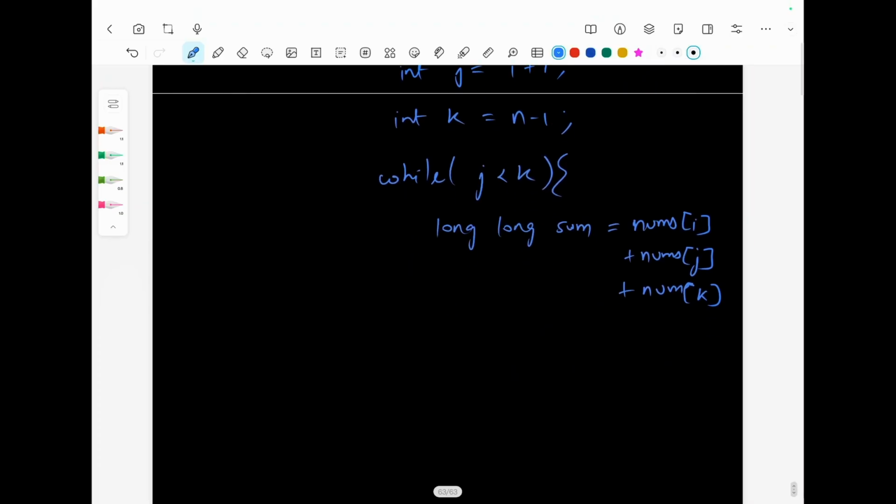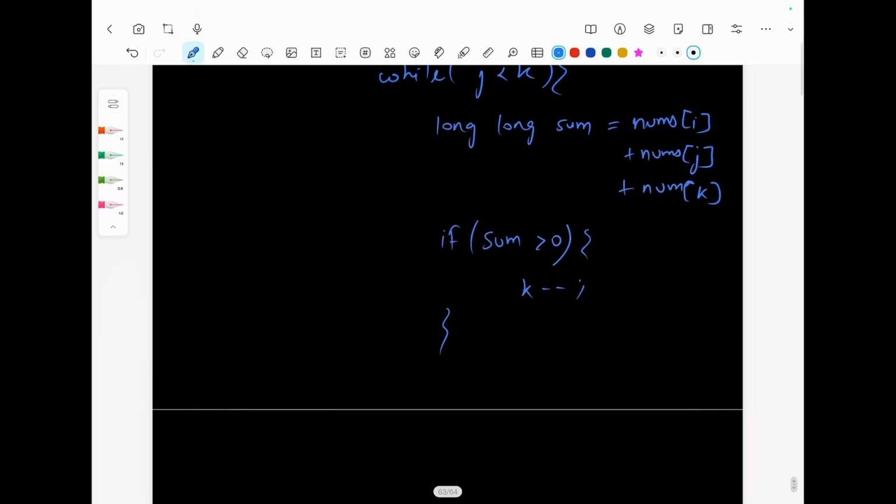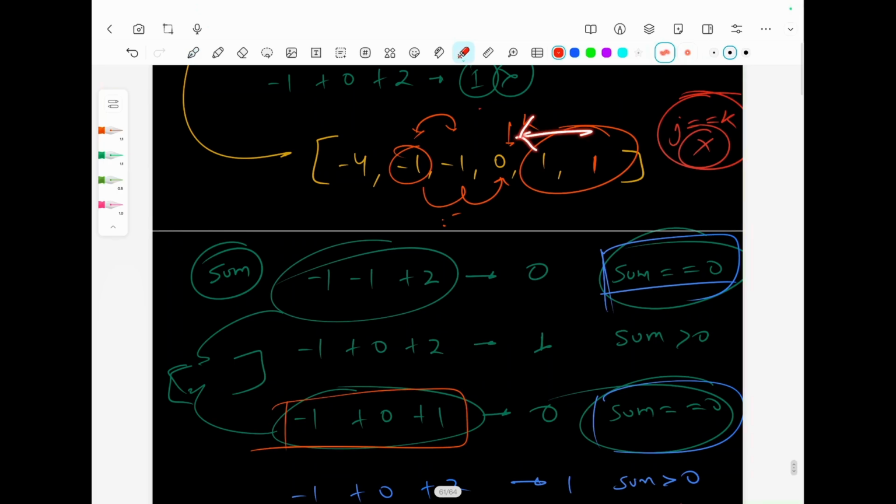Okay, now we will check if sum is greater than 0, that means I have to reduce my k, because we will be able to get a smaller value on the left side.